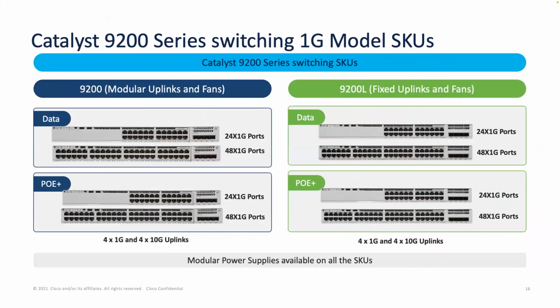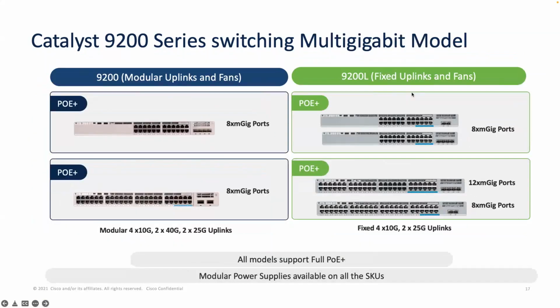Moving on to the 9200. Actually, the 9200 is the low-end access switch in the Cat 9K portfolio, and it basically has two series. The first one is the 9200 with modular uplinks and fans, and the other one is the 9200L, which only provides fixed uplinks and fans. And apart from the 1 gigabit version, the 9200 also provides multi-gigabit models. Of course, we will discuss M-Gig in the coming slides.